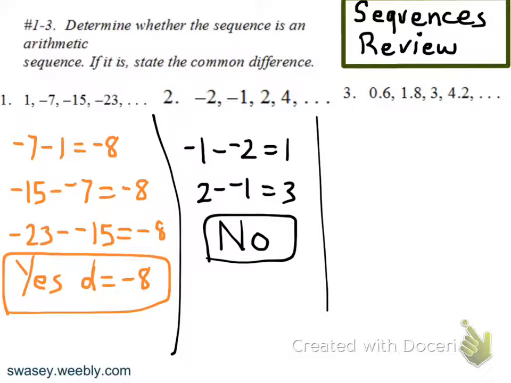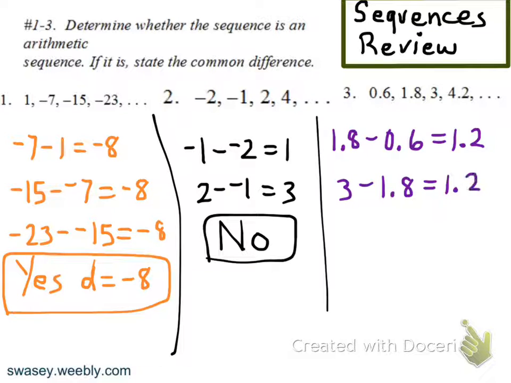Number 3, same idea. Second term, subtract the first, you get 1.2. Do the third term, subtract the second, you get 1.2. Do the fourth term, subtract the third, we get 1.2. So we say, yes, it's an arithmetic sequence. The common difference is 1.2.